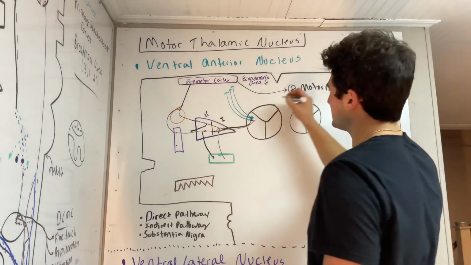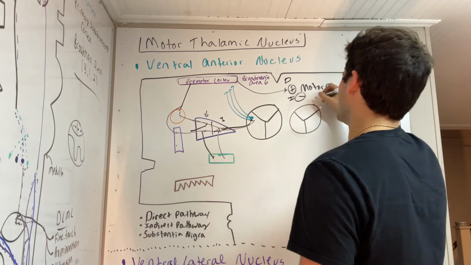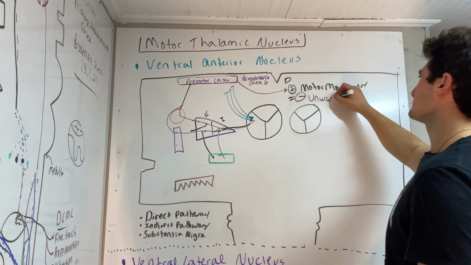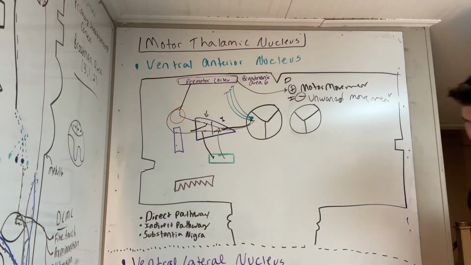And what is this for? The indirect pathway. So we'll do D for direct, I for indirect. Inhibit unwanted movements. Fire movement. Cool. Now, what else do you have?